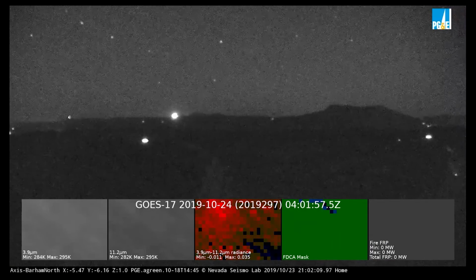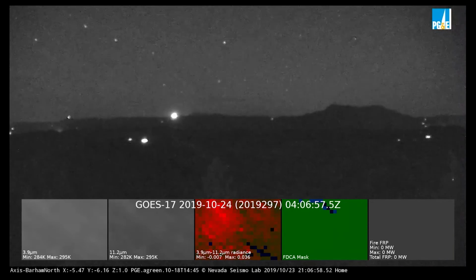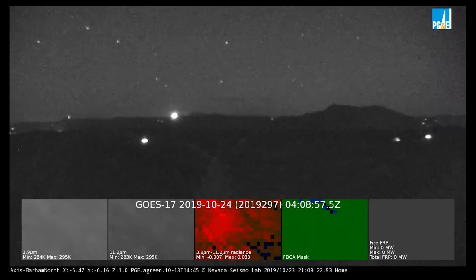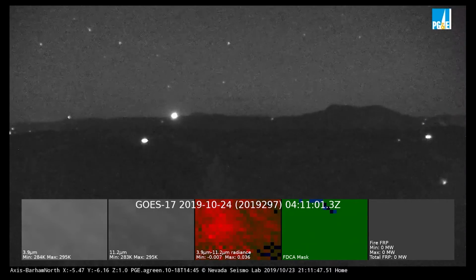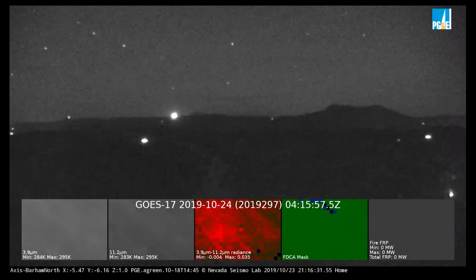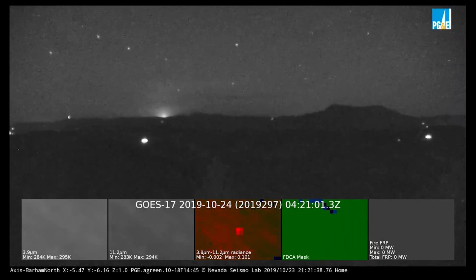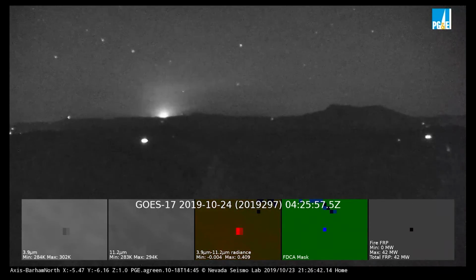Here we have the Alert Wildfire camera loop from 9 to 10 p.m. PDT showing the start of the Kincade Fire. We also have ABI data centered on the Kincade Fire. The panel on the left is the 3.9 micron mid-wave infrared window band, known for fire detection. It is set to a constant scaling. Next is the 11.2 micron band, long-wave infrared window, used for the background and fire detection, also set to constant scaling.